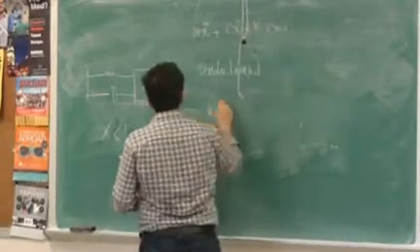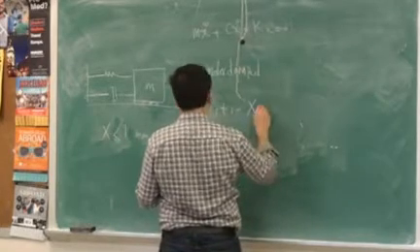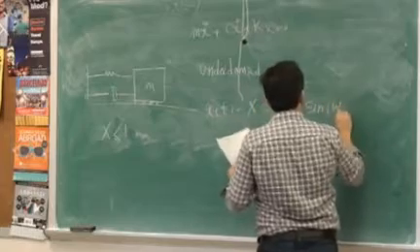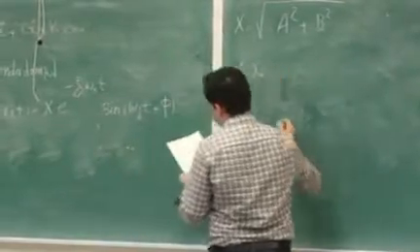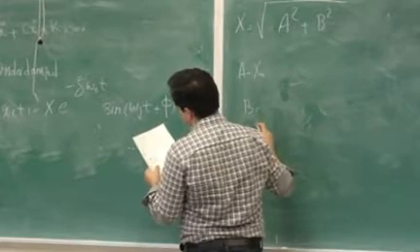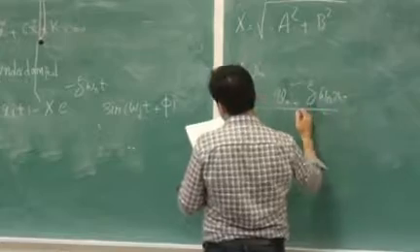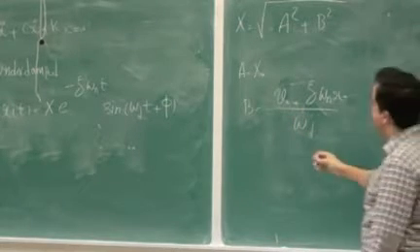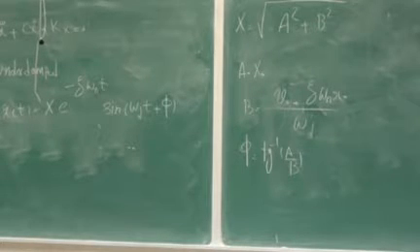I just write that x of t is going to be X e to the minus zeta omega n t sine of omega d t plus phi, where X equals the square root of a squared plus b squared, a is x naught, b is (v naught plus zeta omega n x naught) over omega d. And phi is the tangent inverse of a over b. This is the response for a system which is underdamped.